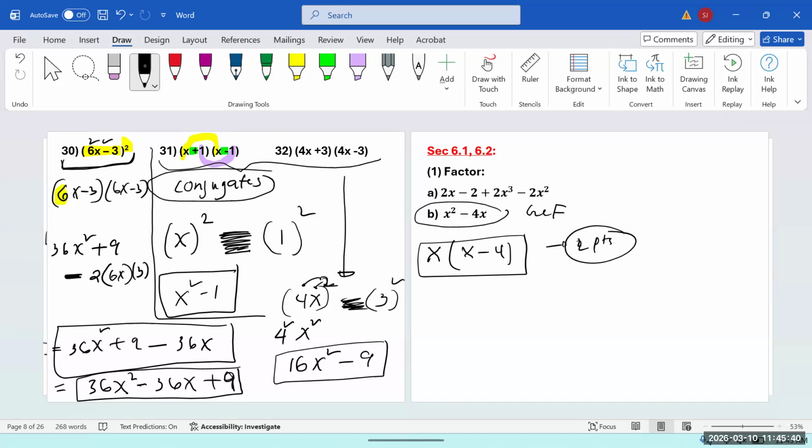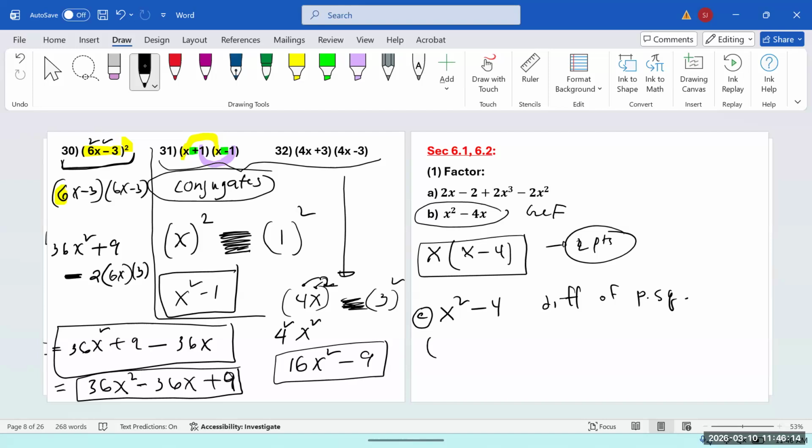Then we have a second scenario, x squared minus 4. Now, is it a GCF? Do you see the same thing in both terms? No. So it's not a GCF. Now, you see x squared, so definitely it's a perfect square. Is 4 a perfect square? So what is this scenario? Difference of perfect squares.